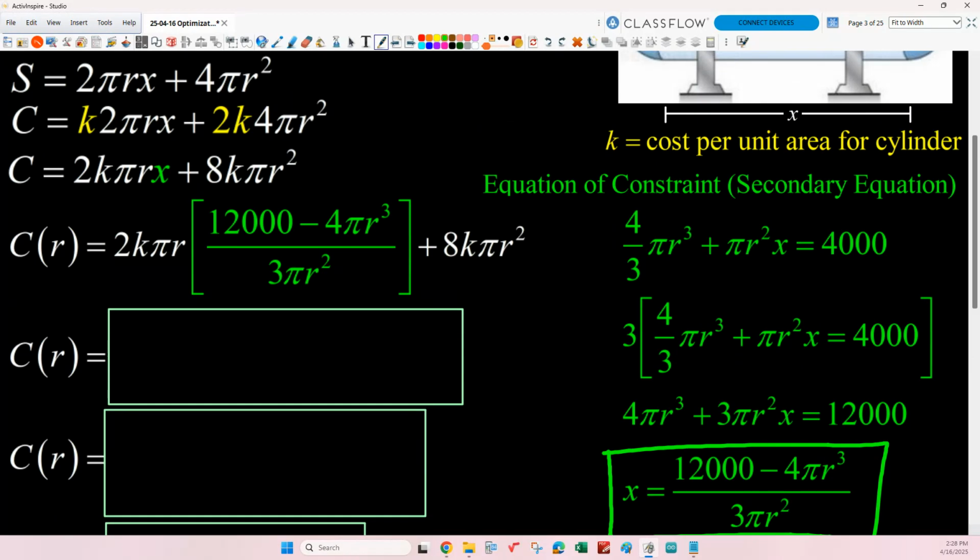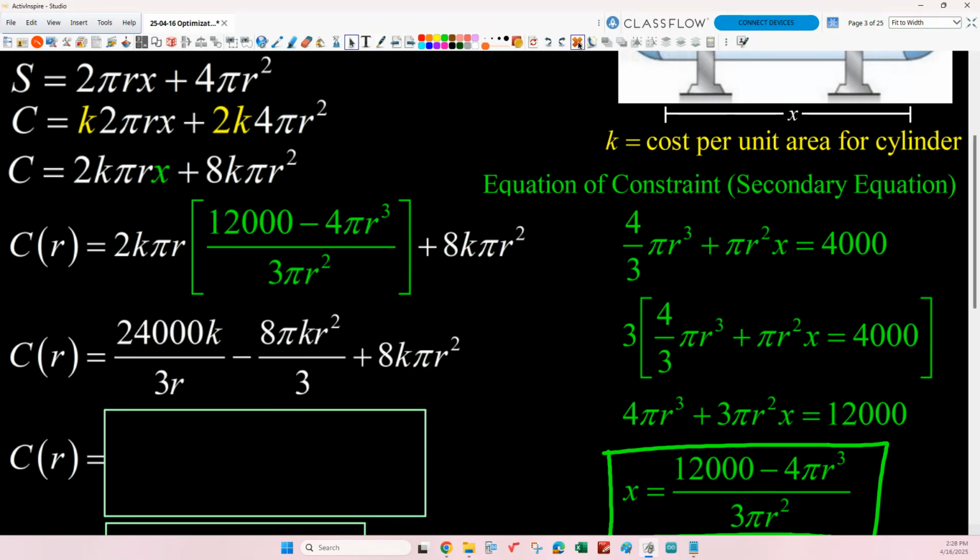Yeah, just distribute that, right? So if I distribute that, I'm just going to get that, right? When I distribute to this first term, I can cancel quite a bit. I could cancel the pi's, I could cancel an r, and on the top I just get 24,000 k over 3r. When I distribute over here, again, I could cancel a pi and an r, and I get that. Okay? Okay, now what?